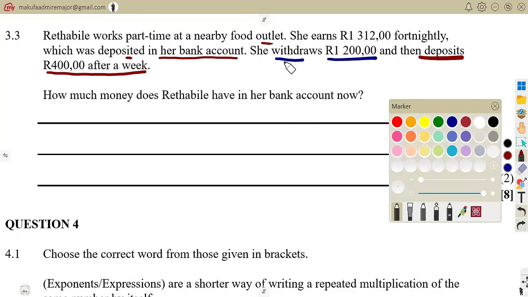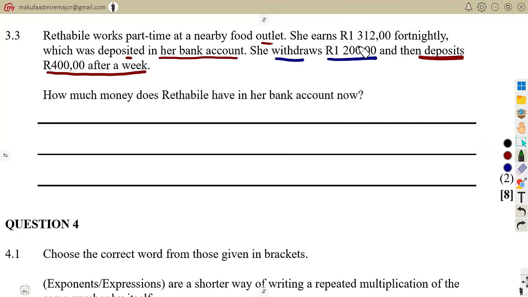So this is what happened. After being given money, the money was deposited directly into the bank. To deposit, that's a plus. So 1,312 was deposited. Then what happened after that? She withdraws. That is, she takes out this amount. To withdraw, that's a minus. To take out, so she's going to subtract 1,200. After some time, she then deposits 400. To deposit is to add into the bank. So she deposited 400, she added 400 into the bank. So that was our condition.